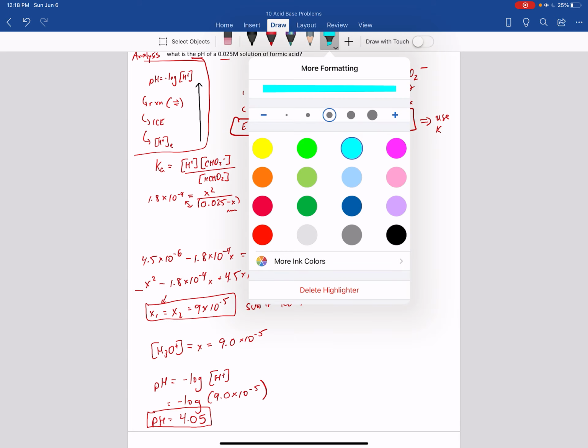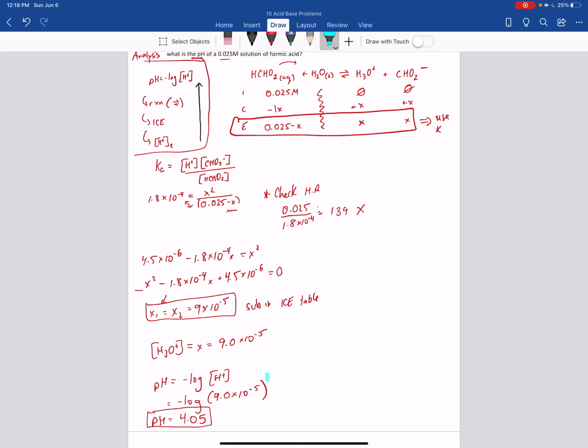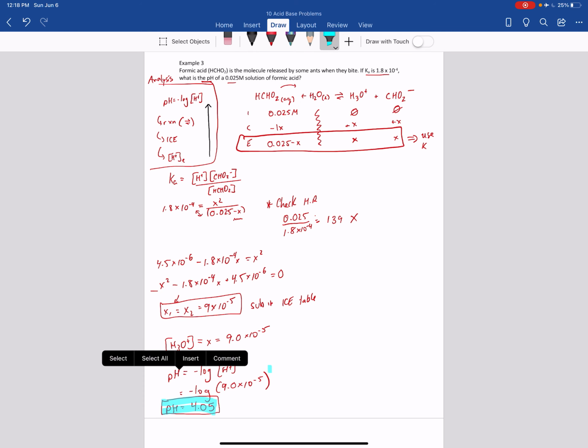And that's our final answer. Okay, so working with a weak acid, the pH should be below 7, and it is, but it's not as low as it would be if it was a strong acid because the hydrogen ion concentration is lower. Weak acids only partially ionize. If it was a strong acid, we'd be taking the pH not of 9 times 10 to the negative 5, but of 0.025 because it would be 100% ionization.